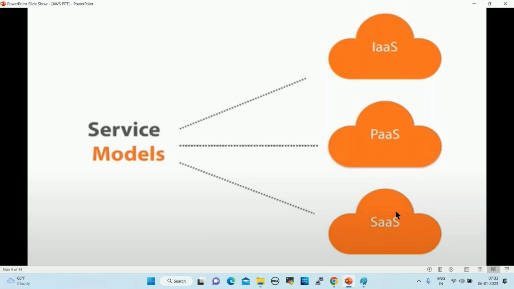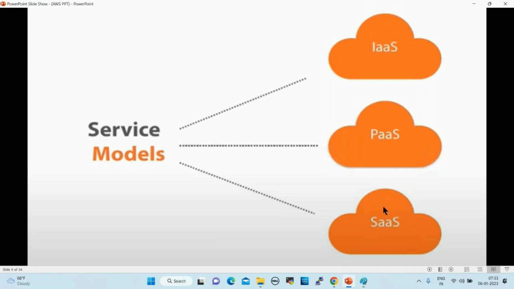This is mainly for reusability. OneDrive, Google Drive, right? The Amazon shopping site, Office 365. These all come under SaaS, software as a service, right? So these are the three service models available in cloud, right?